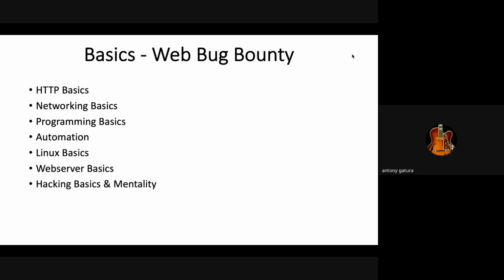Now, the most important thing in bug bounty is basics of technology. For you to be able to identify a bug in software, you must understand the basics of technology. So, for example, for web applications, you have to understand HTTP basics, networking, programming, Linux basics, web server basics, and then develop hacking skills and a hacking mentality. And then, as you develop these skills, it will get to a point where you'll need automation. You'll automate the process of finding bugs.